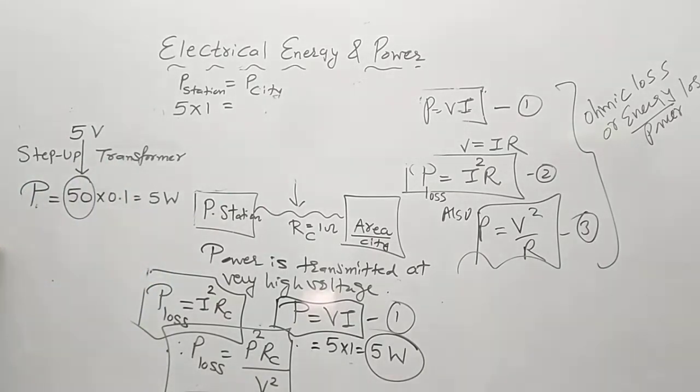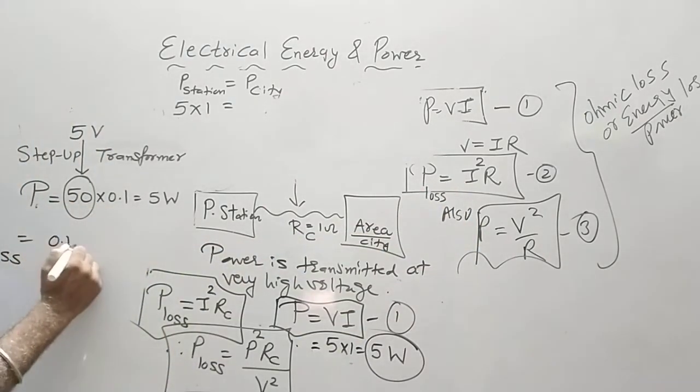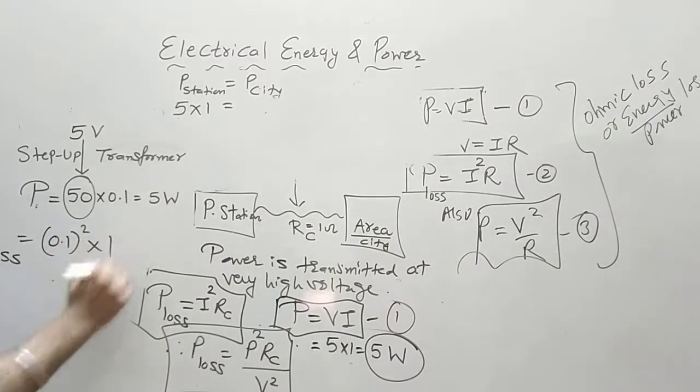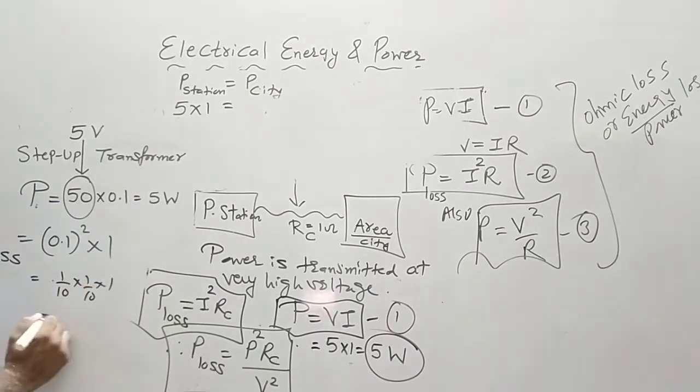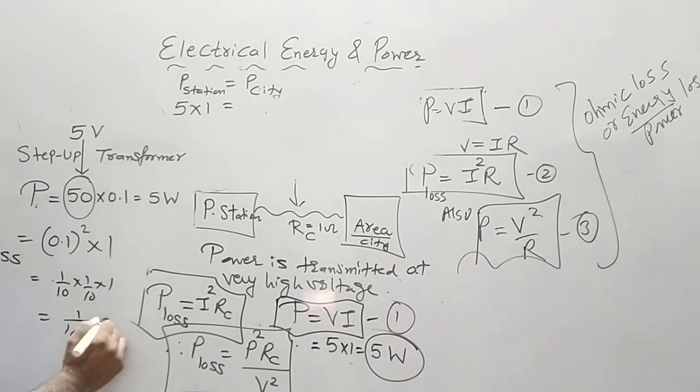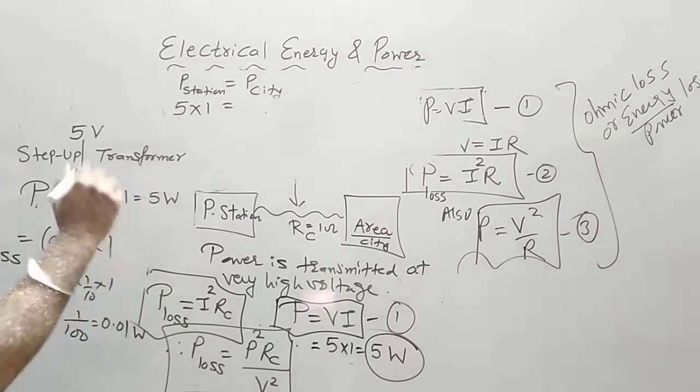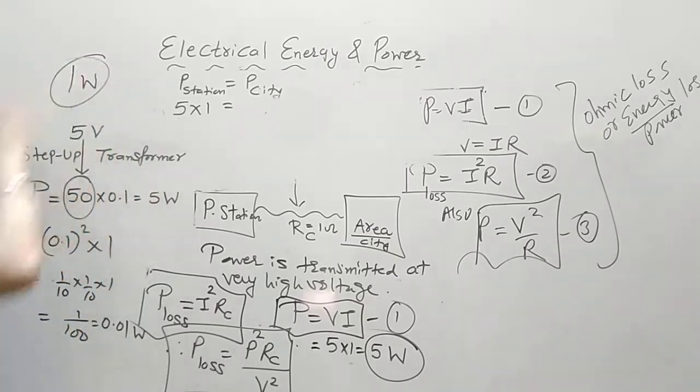Now let us see the power loss. Power loss is equal to I squared R. Now the current is 0.1, so 0.1 squared into 1, that is 1 by 10 into 1 by 10 into 1, that is 1 upon 100. So the power loss is 0.01 watt, which was earlier 1 watt.